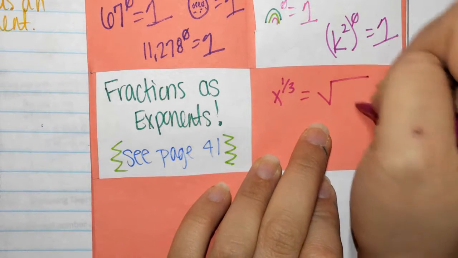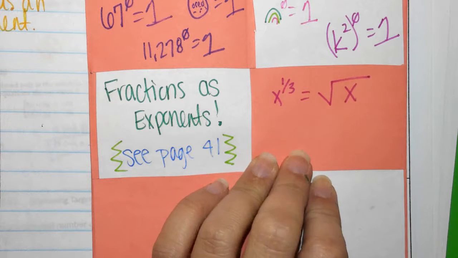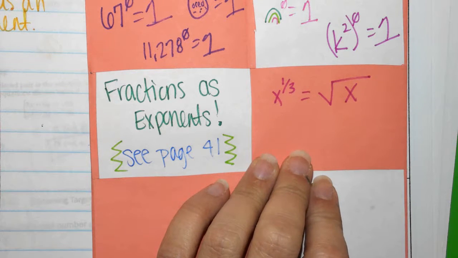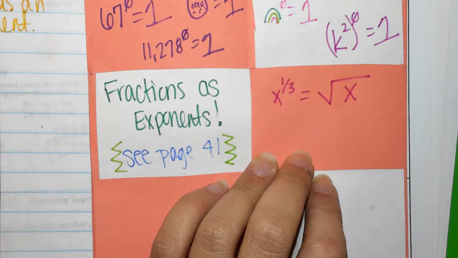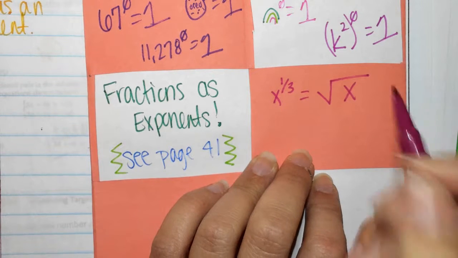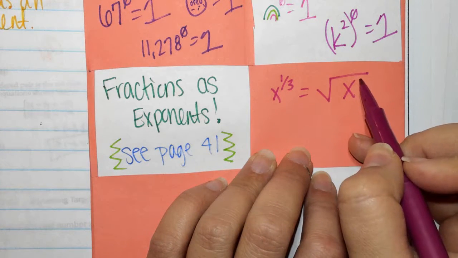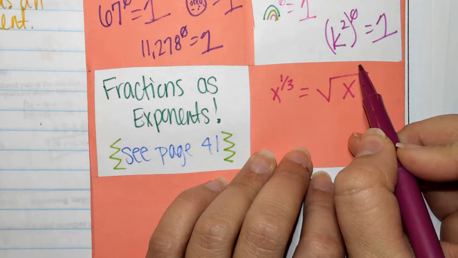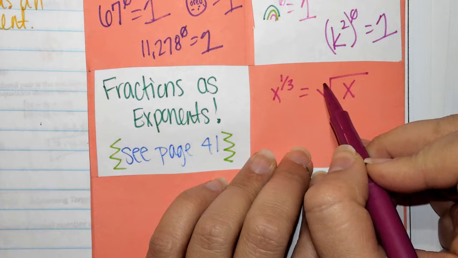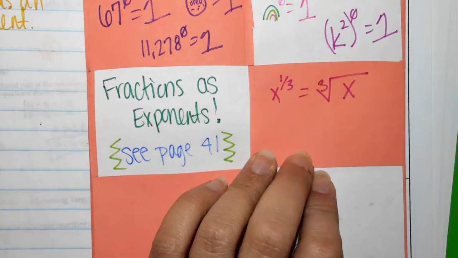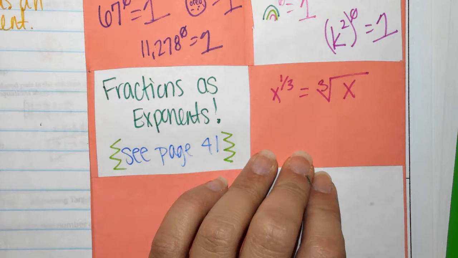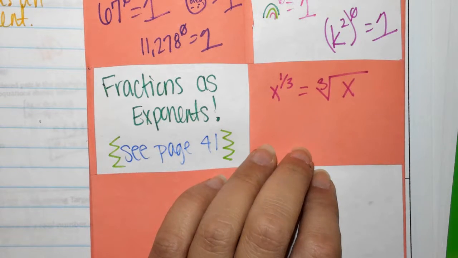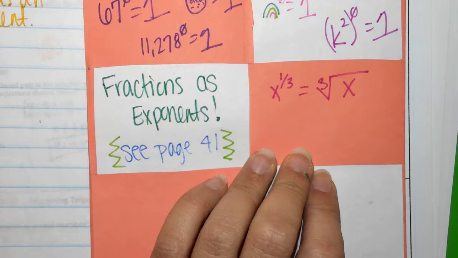Like that. Now, where would that 3 go? It goes in that little V part, right here. So, where did the 1 go? It disappears, because it's understood, right?